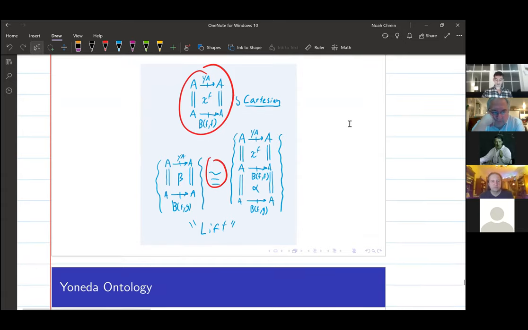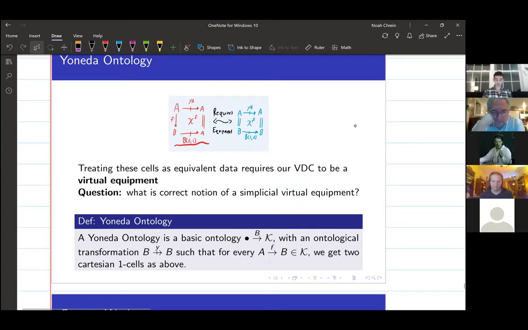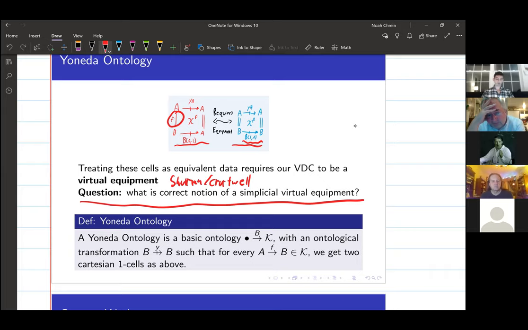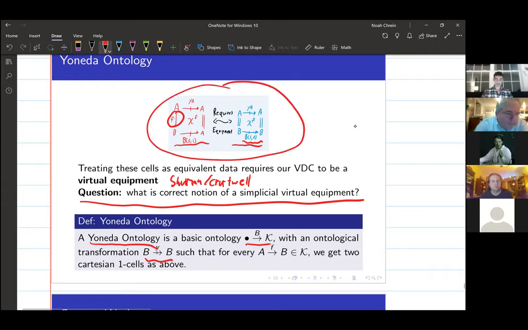Let me just end by saying that in order to talk about the two different extensions that we derive from the Yoneda ontological transformation, we actually need this to be a virtual equipment. That's really what Shulman and Cruttwell's paper is about. It's about virtual equipments. And in a virtual equipment, I can exchange vertical morphisms in a cell like this into horizontal morphisms in a certain sense. So the question, which is yet to be answered, is what is the correct notion of a simplicial virtual equipment? And if I answer that question, which I'm not sure is too hard to answer, then a Yoneda ontology is going to be a basic ontology and an ontological transformation into itself that satisfies these extension properties. Okay.